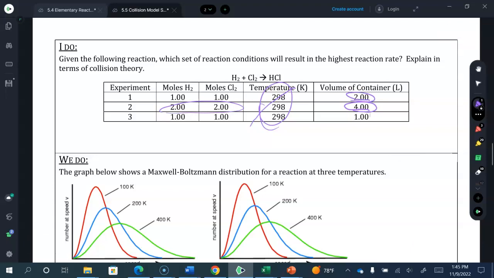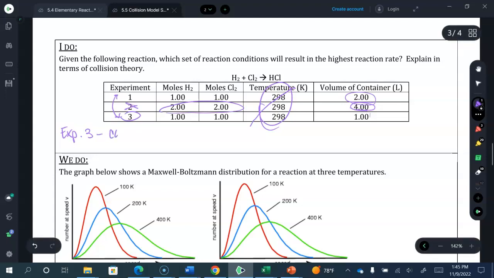Okay, so these two we're looking at. It can't be experiment 2 because even though you double the concentrations, you quadruple the volume of the container. So they're going to collide less frequently. Then we now can compare 1 and 3. And we see they have the same number of particles, but there's more space in the first experiment. So more space means fewer collisions. So our answer has to be experiment 3. And you can say something to the tune of concentration of particles is highest, thus will collide more, and the rate increases.